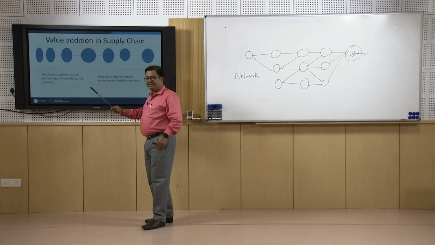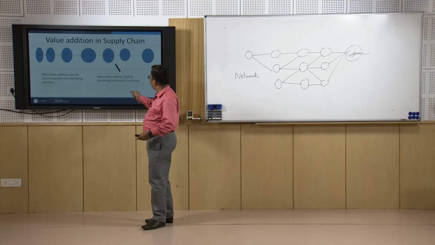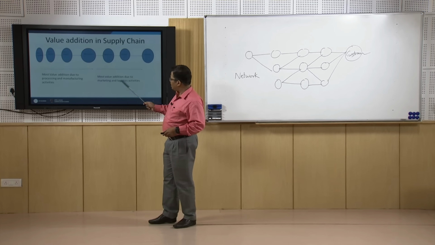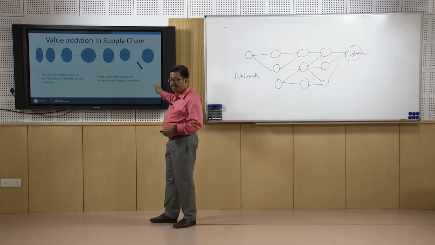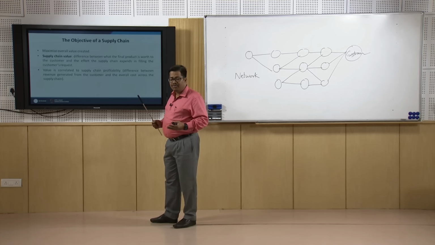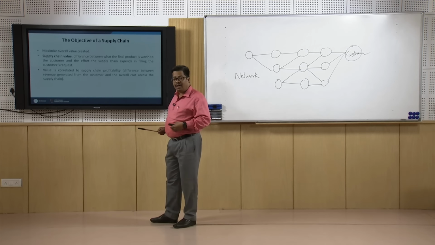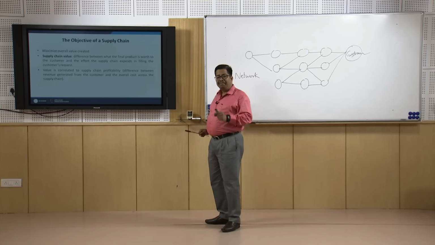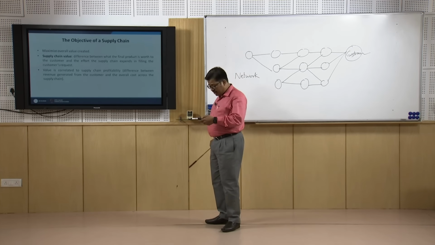Once the product leaves the manufacturer and reaches the wholesaler, the retailer and the customer, value addition takes place in these phases also, but here it is because of marketing and logistics activities. We need to see what value the product has acquired when it finally reaches the customer's hands, and how much the customer is paying for that value. We want to maximize this difference, because that difference is the profitability of the organization.